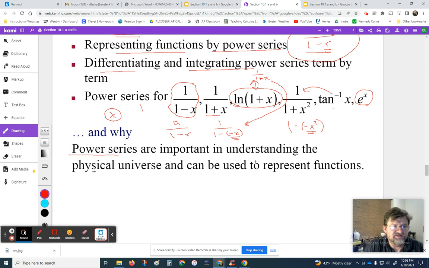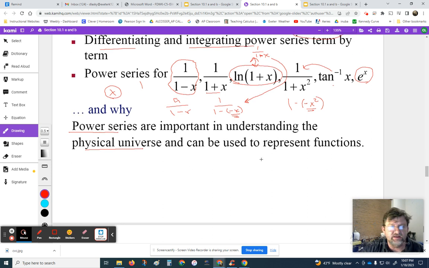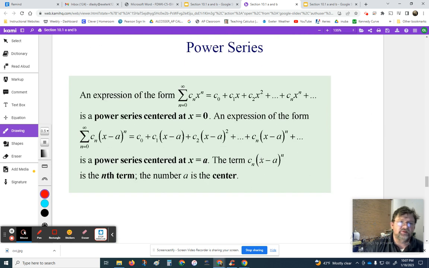Okay, so the power series talks about the physical universe. The key to this is we can take some really ugly equations and create this idea of what they converge to. It may not be converging specifically on a number, but it may be converging on 1 over 1 minus x, or the natural log of 1 plus x, or whatever like that. Okay. So this is what our power series looks like.